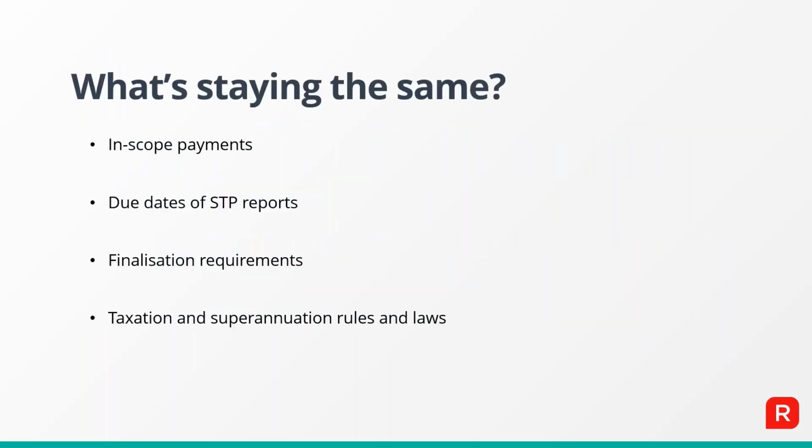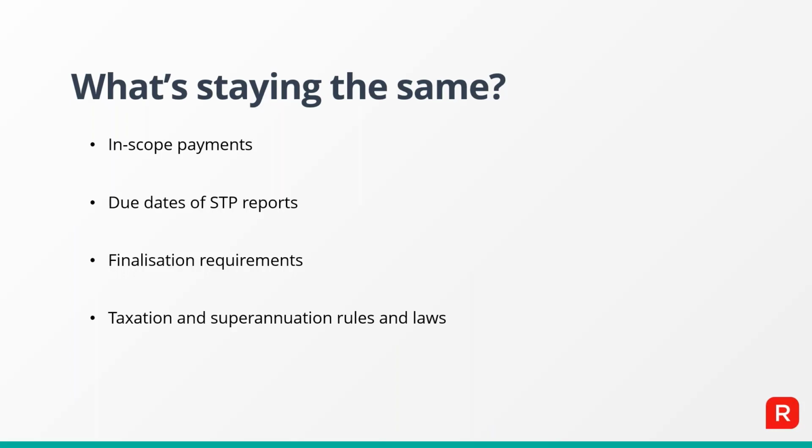So the next phase in Single Touch Payroll is STP Phase 2. Now, before we jump into what's changing, let's first look at what isn't changing in Phase 2. So the first point there on the slide is that the payments that are in scope for STP reporting have not changed. If you're reporting something through STP now, you'll be reporting that also through STP Phase 2.